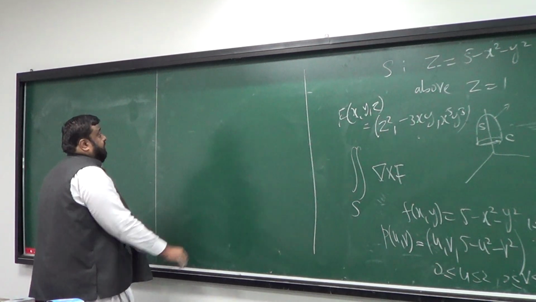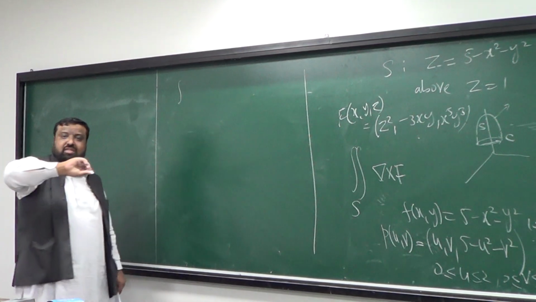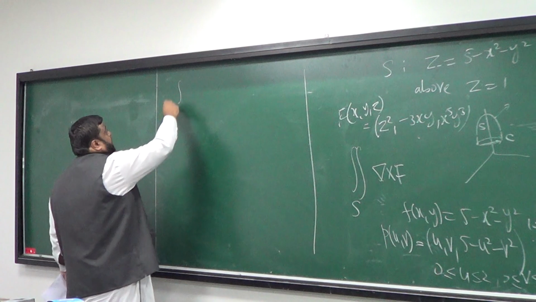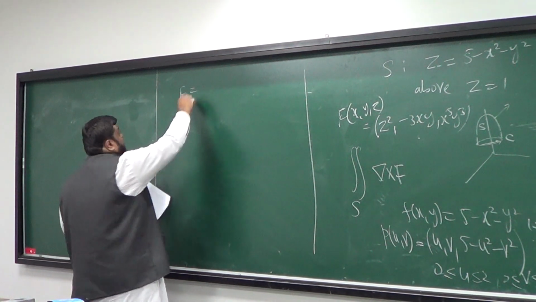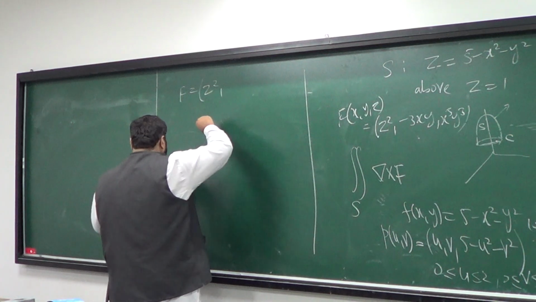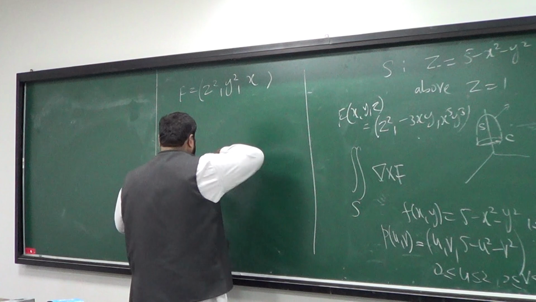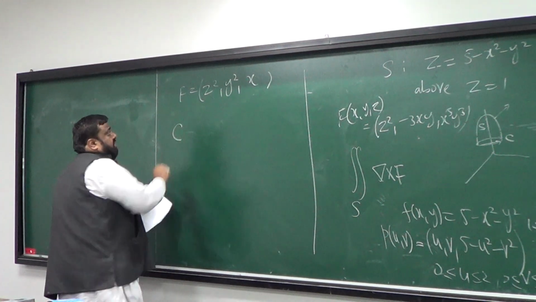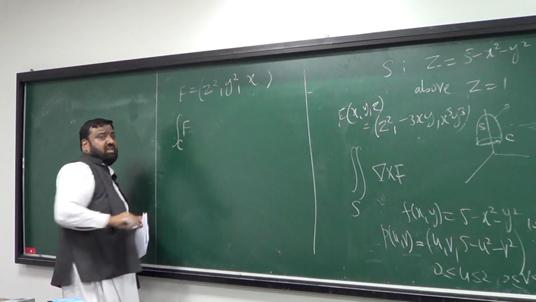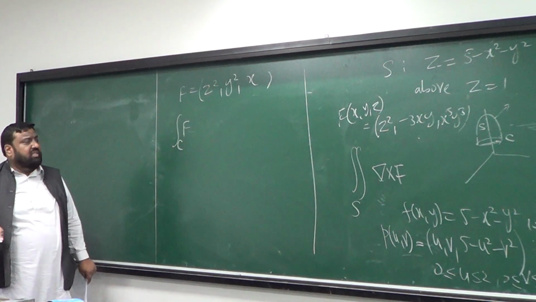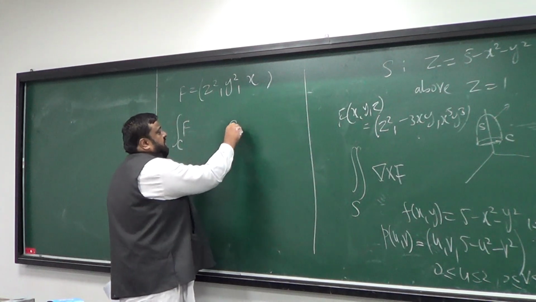Okay, so here's the thing. Imagine, so the question demands this. So imagine I have a vector field that goes like this: x squared, y squared, and x. Okay? And I have to compute really the line integral of this vector field actually. And the curve that I have been given is this.